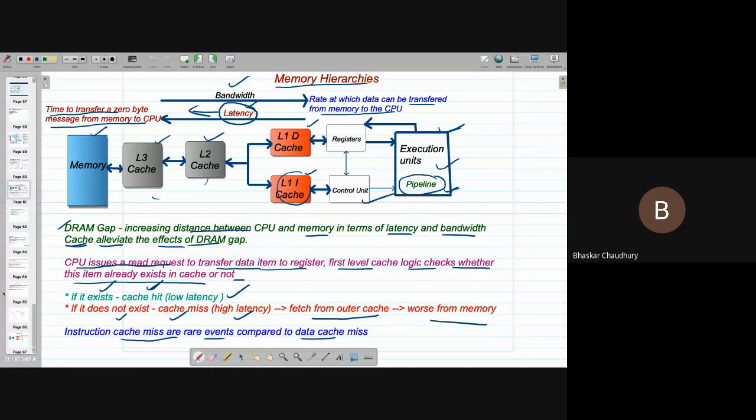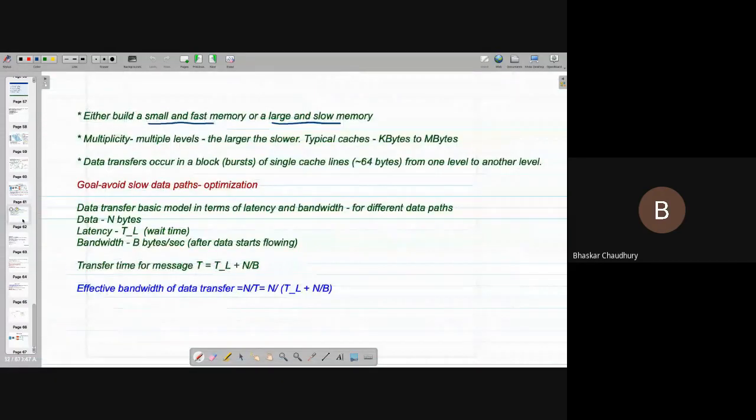Okay, but we need to have both actually. So therefore, we have a principle of multiplicity. I mean, introduce several levels of memory using the idea: the larger, the slower. Because there can be a huge requirement of data, you need bigger memory, but it will be slow.